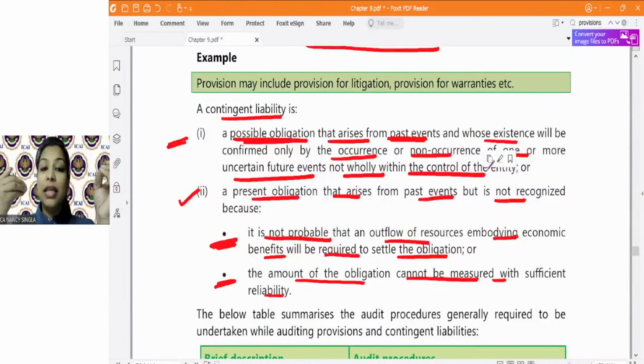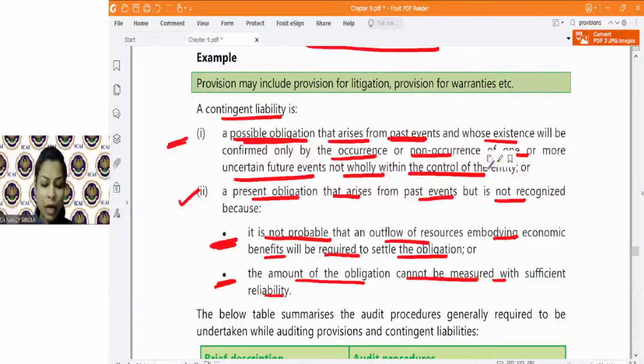So it can be confirmed only by occurrence or non-occurrence of one or more uncertain future events, not wholly within the control of the entity. Entity के हाथ में थोड़ी ना, that whether the entity will win or lose the case, है ना? So possibility है ना? तो provision तो create नहीं करोगे आप, right? So what will be done? It will be shown as a contingent liability.